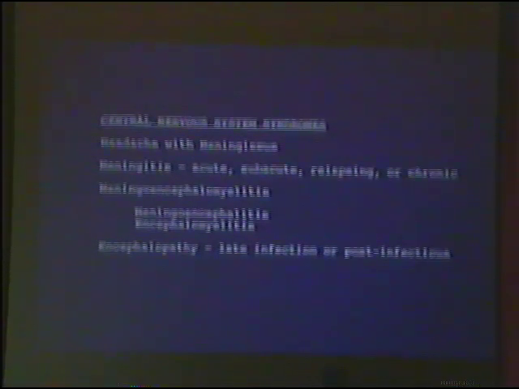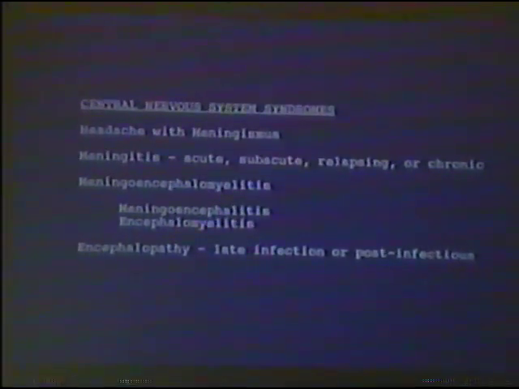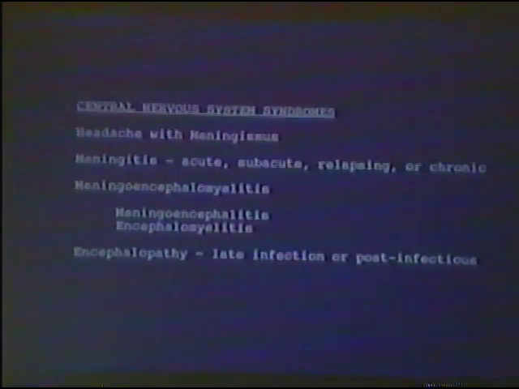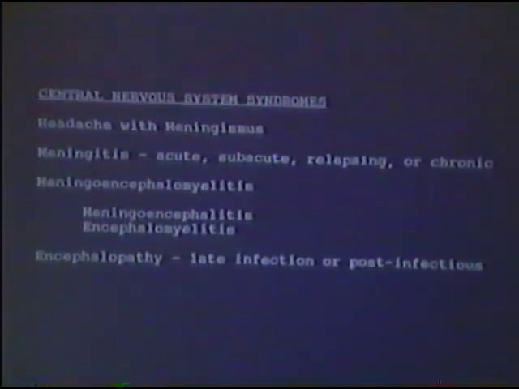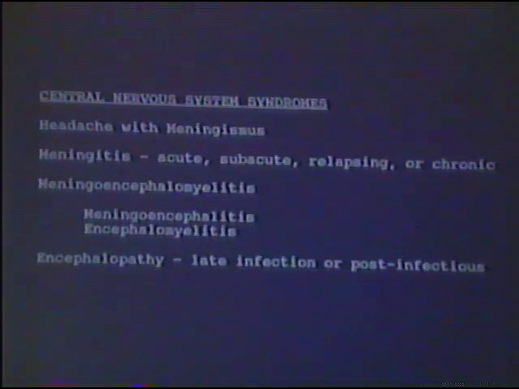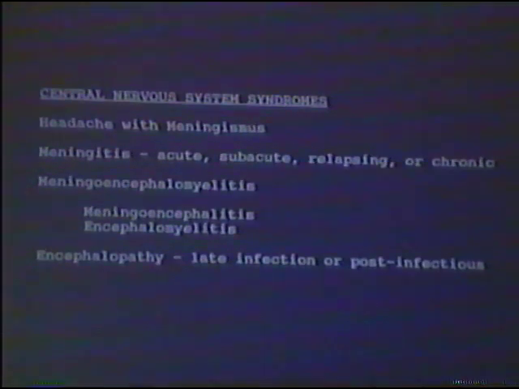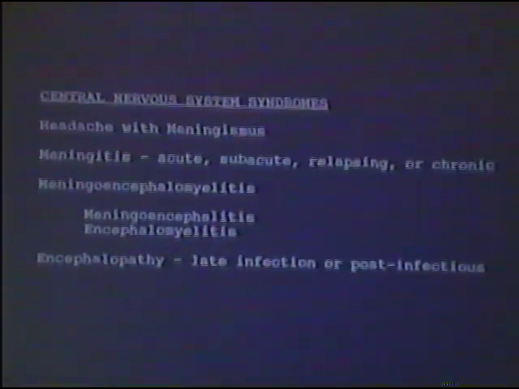Now, we know that there are central nervous system syndromes associated with Lyme disease, headache with meningismus, meningitis, and finally encephalopathy. And we also know that early on you might be more likely to see CSF findings. Later on you may be less likely, as Dr. Coyle pointed out.